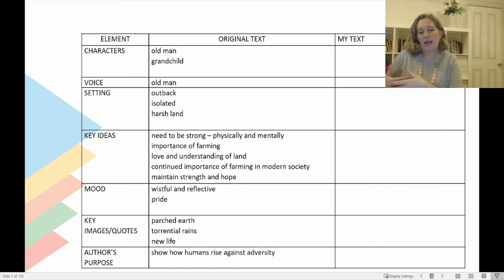It still, though, doesn't necessarily have to be in the outback, but you would still have to have those ideas of isolation and harshness, because otherwise our theme, our author's purpose, doesn't work, okay? It's not going to show us that humans rise against adversity. So again, your key ideas are going to have to be the same, not necessarily about farming, but certainly about that need to be strong, both physically and mentally, and to overcome these obstacles.